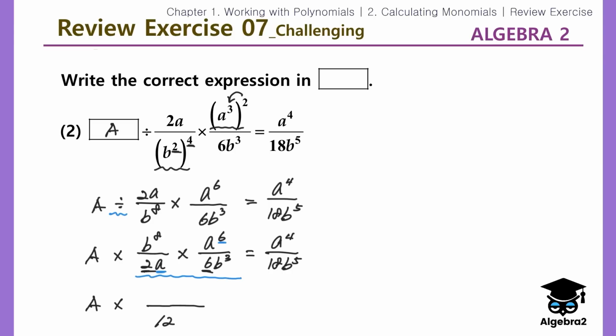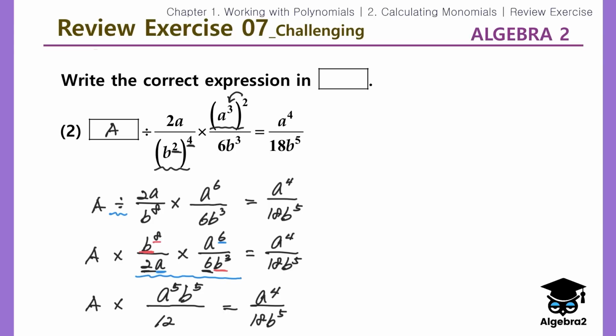A to the 5, right? And look at variable b to the 8, b to the 3. So 8 minus 3, that's b to the 5. So b to the 5. So that is equal to a 4 over 18 b to the 5, right?